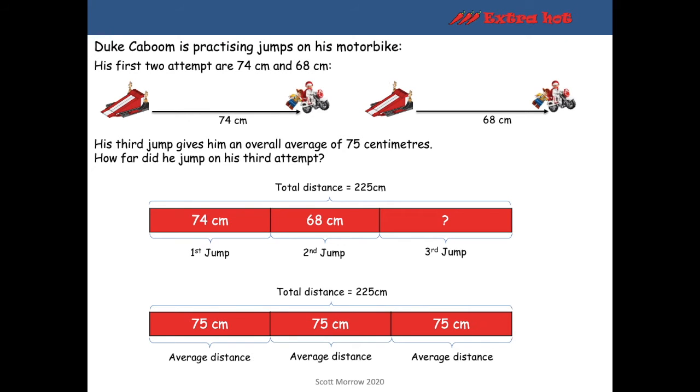That means we know the total distance for those three jumps was 225 centimetres. So we're really just trying to work out that missing part there. We know two parts, we know the 74 and the 68, we don't know the third part. In order to work this out, we could use different strategies. I could start at 225 and then take 74 and 68 away, or we might want to add up the 74 and the 68 and we get 142, and then from there we can count on to the whole amount of 225 and we count on 83 centimetres. So the third jump here must have been 83 centimetres.